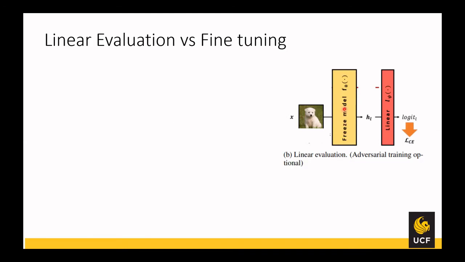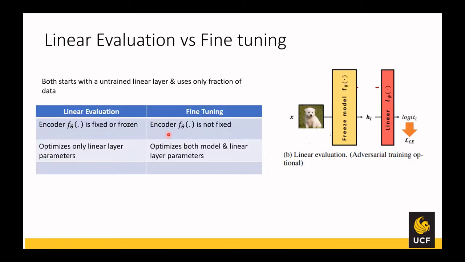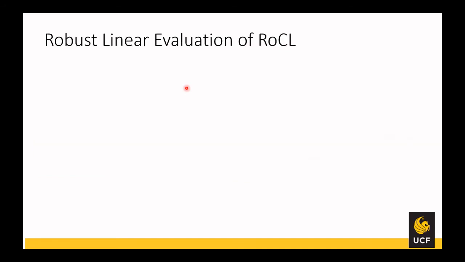And this can be used on the robust pre-trained network also. While fine tuning is just that we don't fix the encoder parameters. So the only difference in fine tuning is that we also optimize the model parameters along with the linear layer parameters. Doing just the normal linear evaluation gets good results for ROCL, but the authors wanted to push this even further. So they proposed the robust linear evaluation of ROCL.